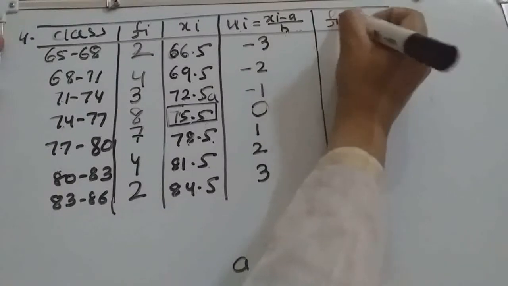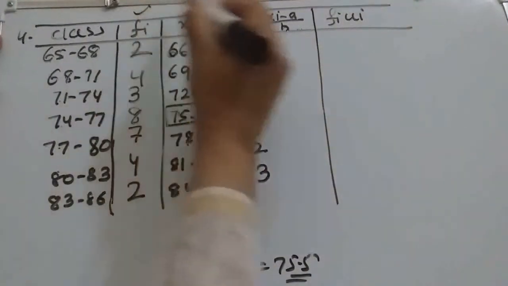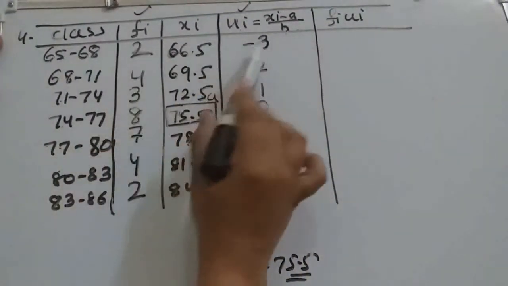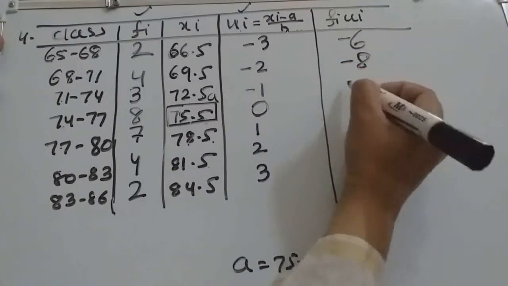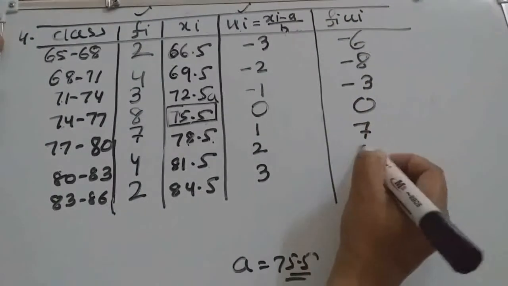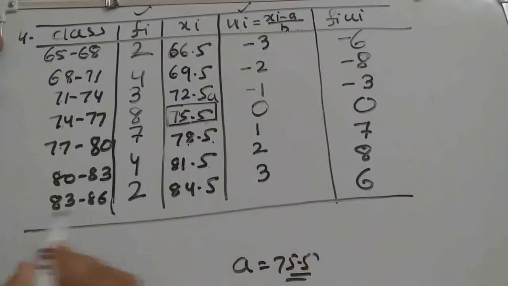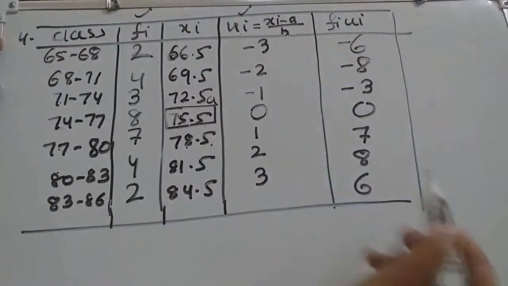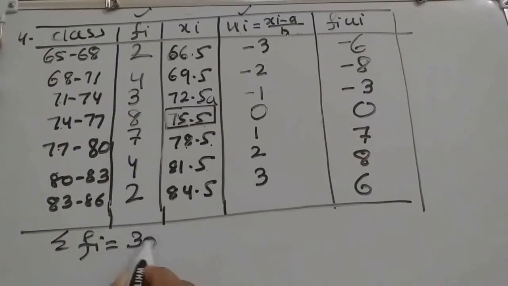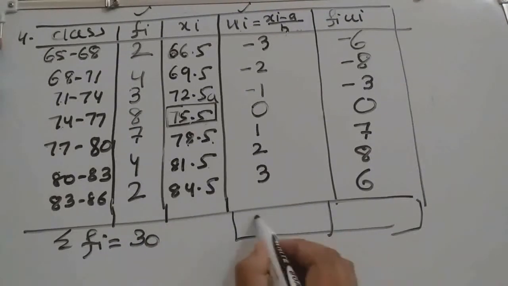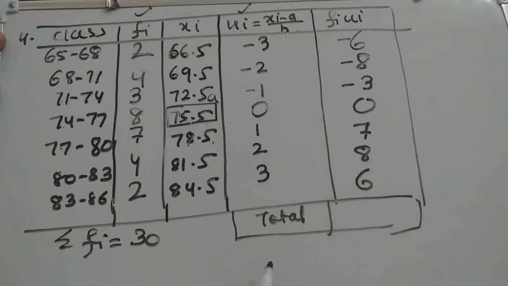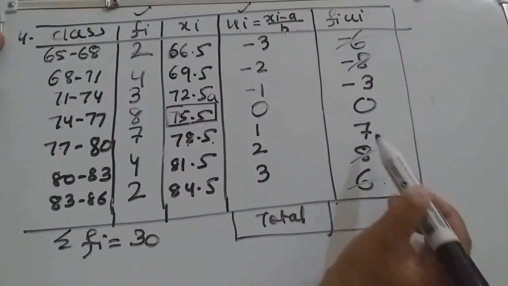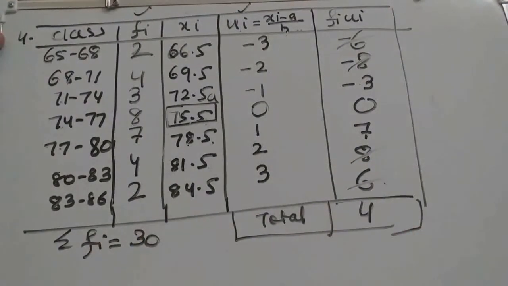Then FiUi. FiUi means these two columns we should multiply. Now see, values are very small. We can multiply easily. So 2 into minus 3 is minus 6, minus 8, minus 3, 0, 7, 8 and 6. Now we'll find the total here. Since it is already given that these are the heartbeats of the 30 women, sigma Fi is 30. Total we can find here for FiUi only. So 6 will go. We are adding all these terms. So 8 minus 8 will go, 7 minus 3 only, 4 will be left.